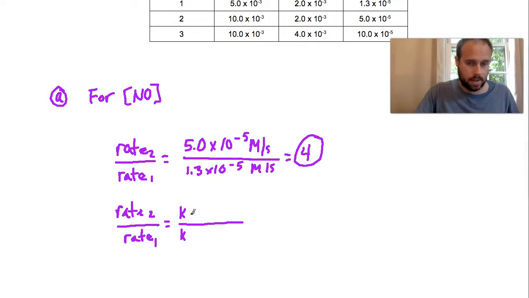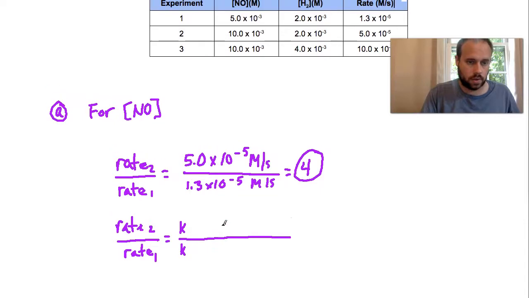And that's going to be the concentration of the NO. The concentration in experiment 2 was 10 times 10 to the negative third, so I'll go ahead and put that in there: 10 times 10 to the negative third. This is going to be raised to the x. That's what I want to figure out, the order, right? And then this is going to be 5 times 10 to the negative 3. These are the concentration values, and that's x there.